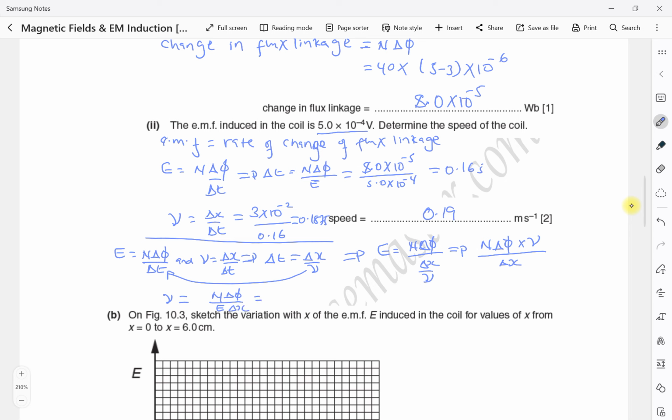When you make a substitution, that will be 5 times 10 to the power of minus 4 times x, which is 3 times 10 to the power of minus 2, divided by 8.0 times 10 to the power of minus 5. I'm sure the answer is exactly the same, 0.1875 meters per second. Okay, so this is just doing algebra at once and making substitution at once.